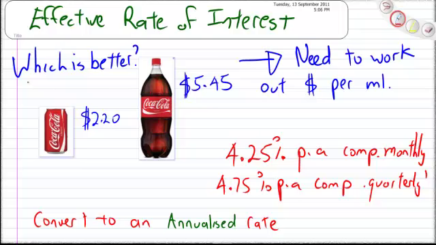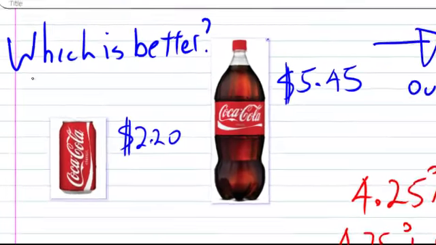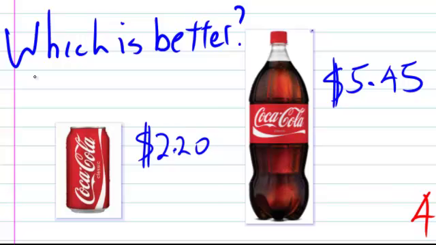Okay, now we're looking at effective rate of interest, which is used to work out which loan is better or which investment is better. So just have a look. We've got two drinks of Coke here. We've got one that's a can for $2.20, and we've got a bottle that's a 2 litre bottle for $5.45.